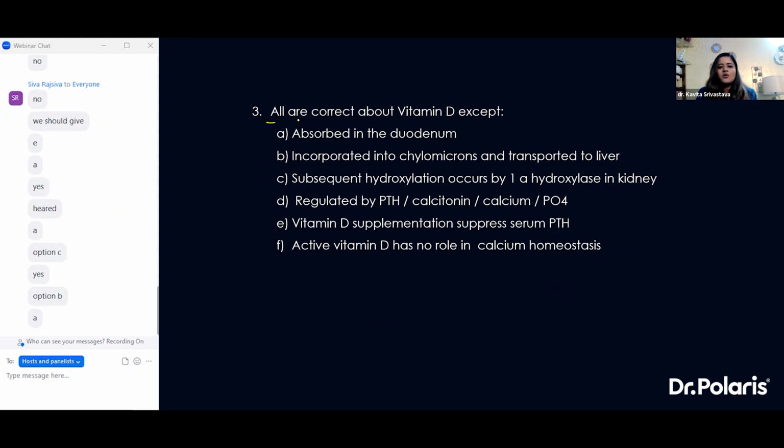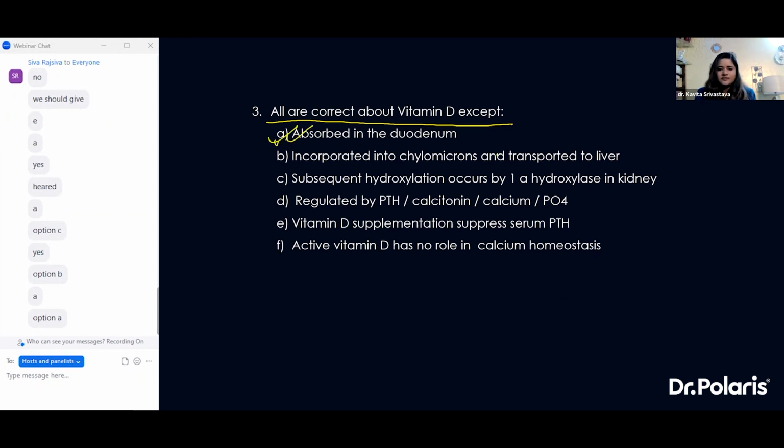Okay, next important question. All are correct about vitamin D except, which is the wrong statement about vitamin D? Any answers? Okay, let us see the options. Is it absorbed from duodenum? Yes, vitamin D gets absorbed from duodenum. Most of the important micronutrients that we take get absorbed from duodenum and ileum. Now, it's very simple to remember. Vitamin D mein D hai and we have duodenum for D. So D is equal to D. Vitamin D gets absorbed from duodenum.